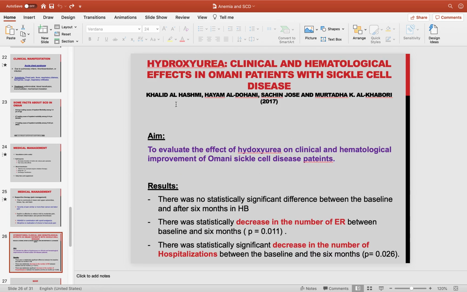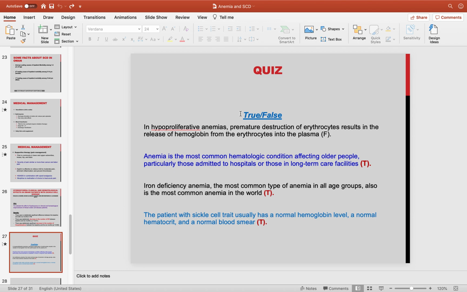Now this is a study from 2017, which indicates the benefit of using hydroxyurea to reduce the pain episodes and reduce the sickle cell disease and its symptoms in patients. You can read this one. And now this is the quiz, you can also read it, and the answer is there.